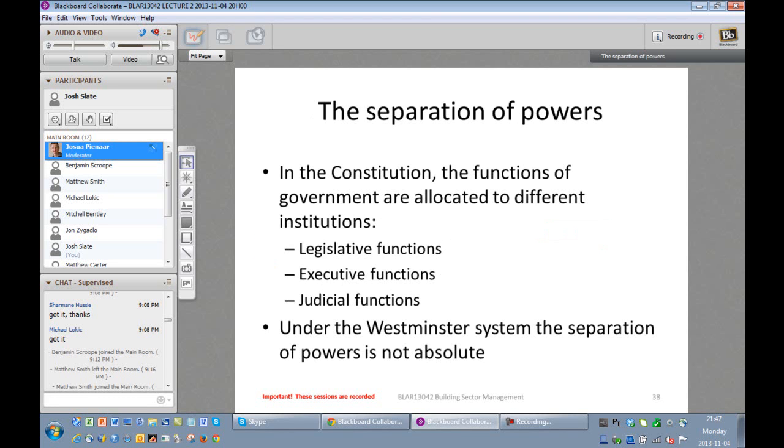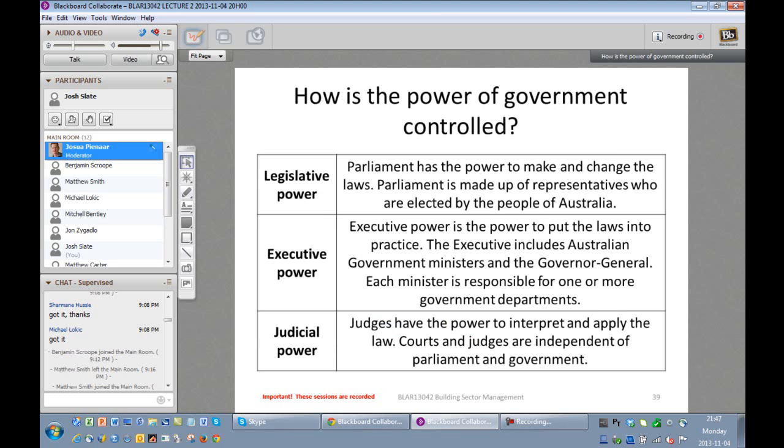If we think about the separation of powers, and this is where that one question came in that we had earlier on, the functions of government are allocated to those three different levels. We've got the legislative side, the executive side, and of course the judicial functions. This is all part of the old Westminster system. That separation of power wasn't always possible, and that's one of the holdovers that's a bit of an issue at the moment.